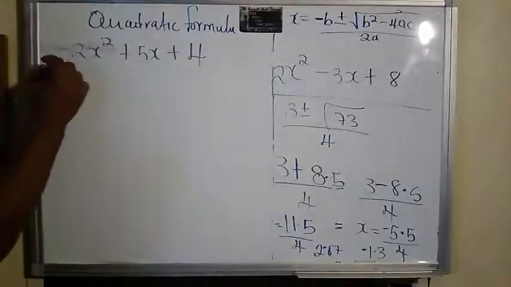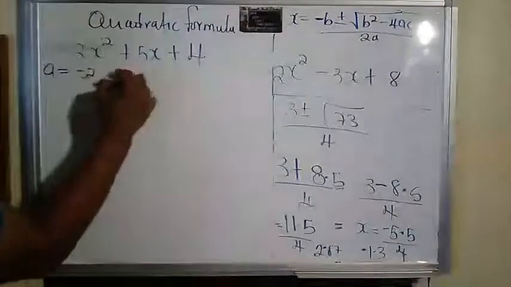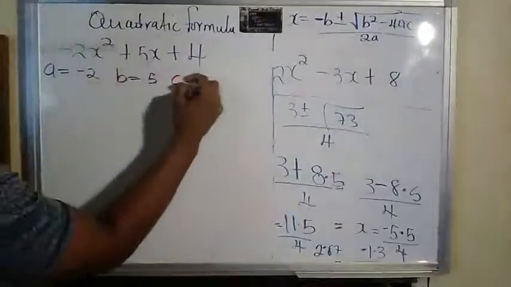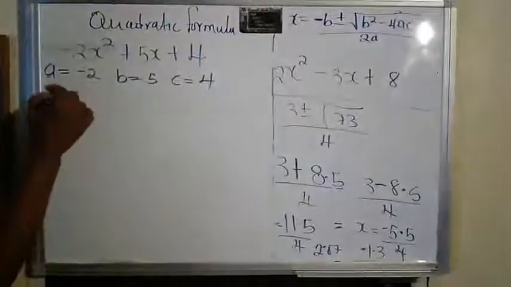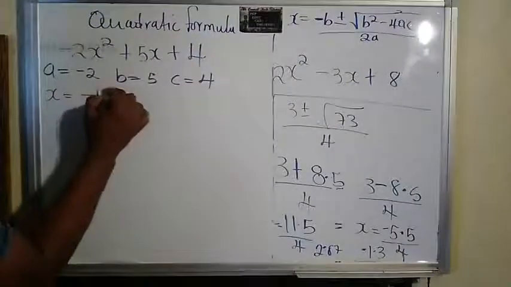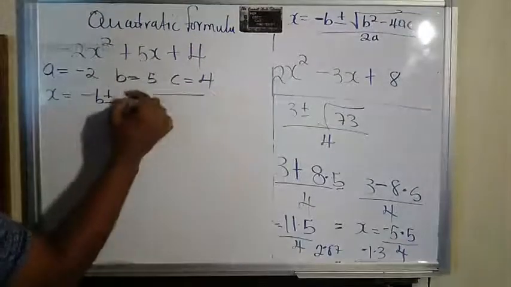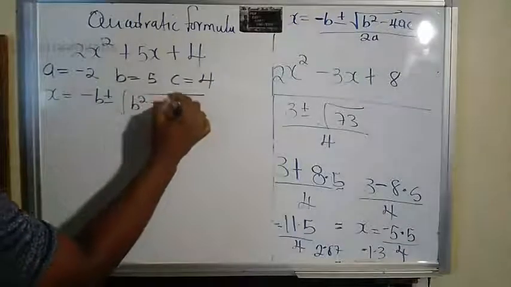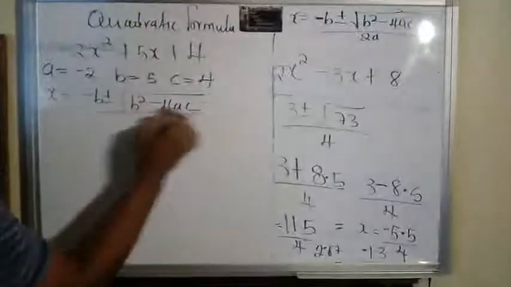So a is equal to minus 2, b is equal to 5, and c is equal to 4. Now we just put that in our formula. We're going to dip on the formula sheet. What excuse would you have if you don't get this right in an exam? There shall be none.